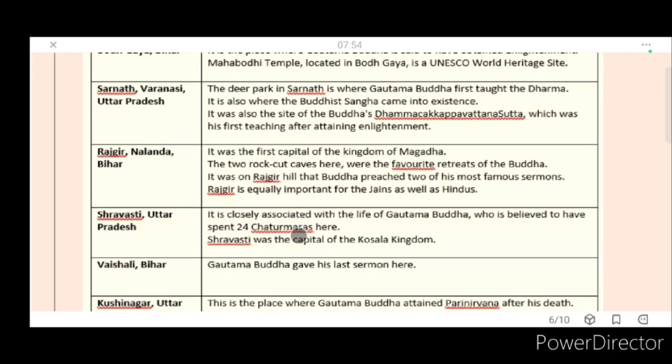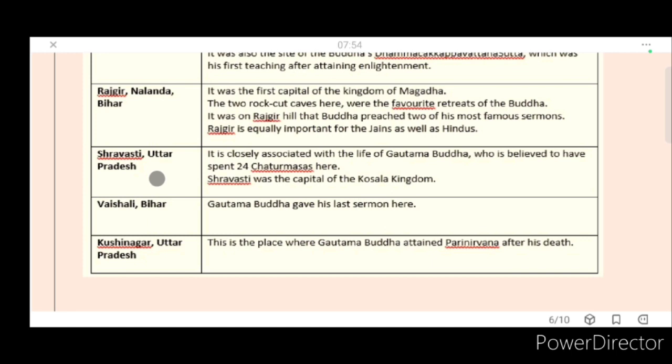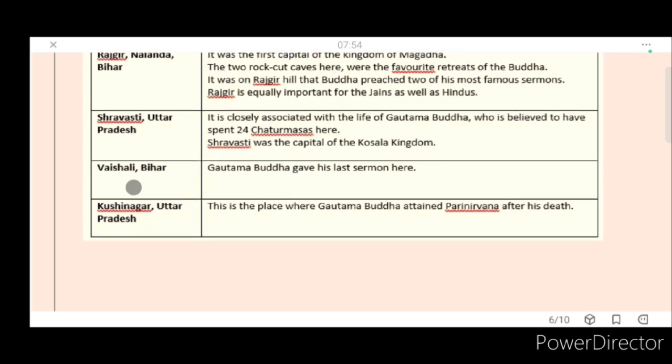Next, Shravasti, it is in Uttar Pradesh. Okay, it is the capital of Kosala Kingdom. It is also related to the life of Gautama Buddha. Okay, next Vaishali. So this is the place where Gautama Buddha gave the last sermon. That means the speech. And Kushinagar, this is the last place for the death. Okay, attained the parinirvana. That means the death of the Buddha.